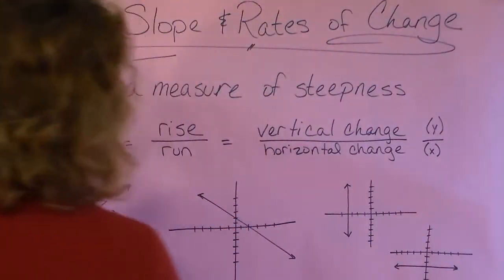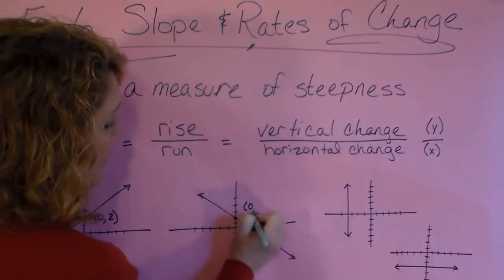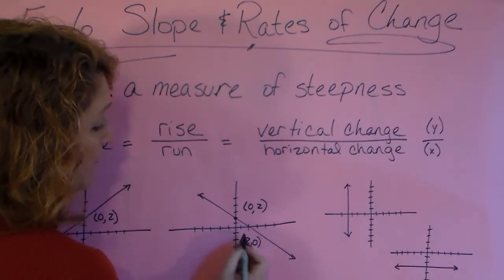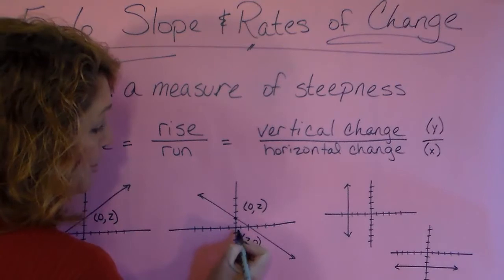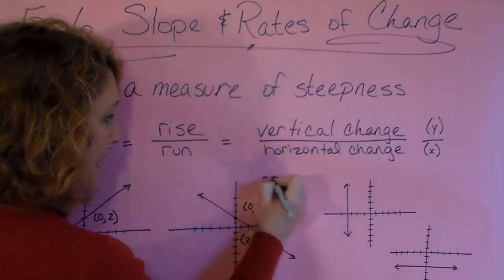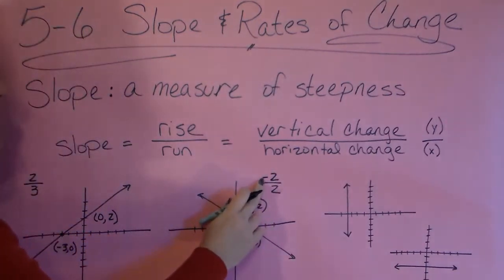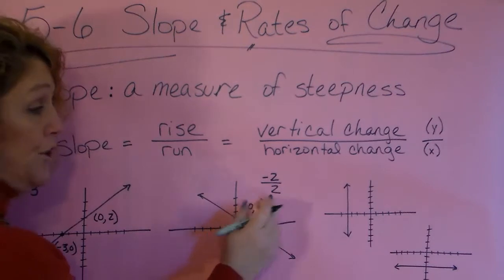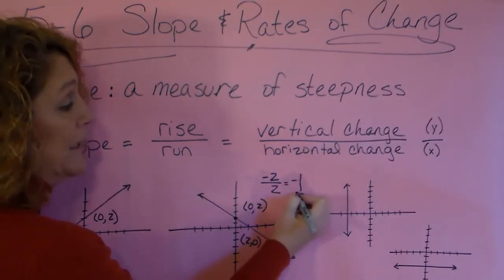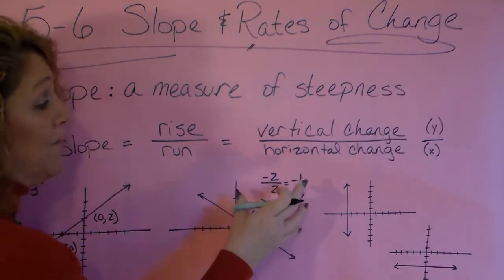Whereas this one, here we have a point at 0, 2, and this point is 2, 0. This is going to go down 2 and over 2. Down 2 is going to be a negative rise and over 2. So this is a slope of -2 over 2, and we're going to simplify that to -1. It's really -1 over 1, but we don't care. So this is a slope of -1.